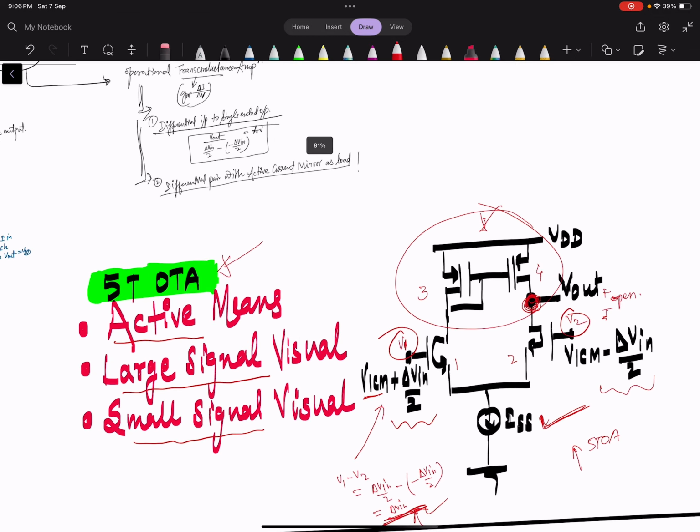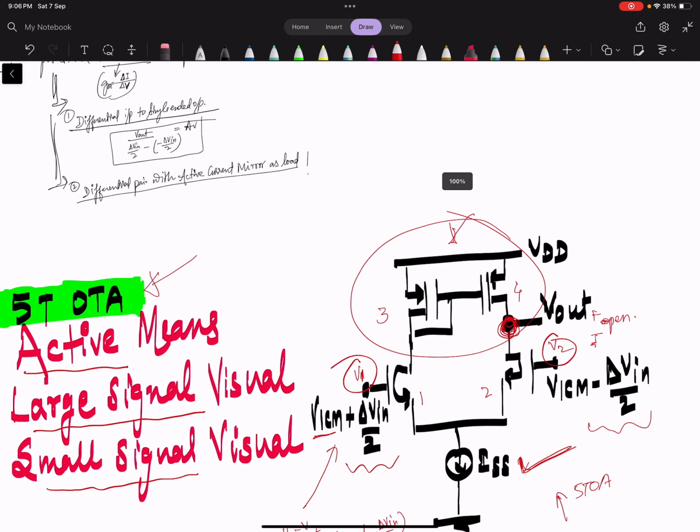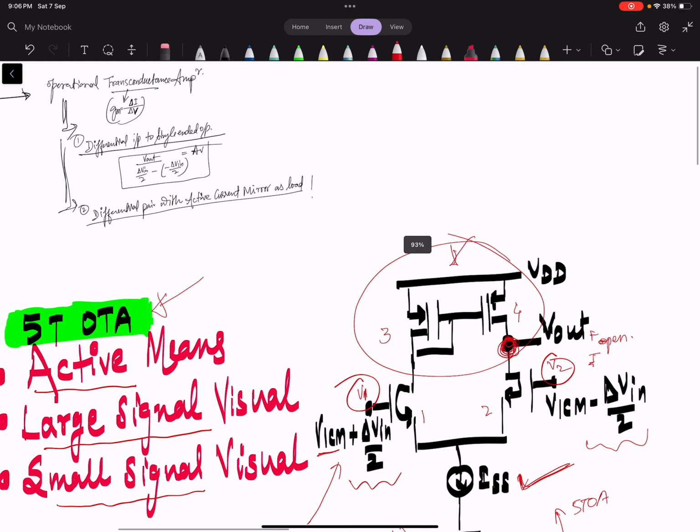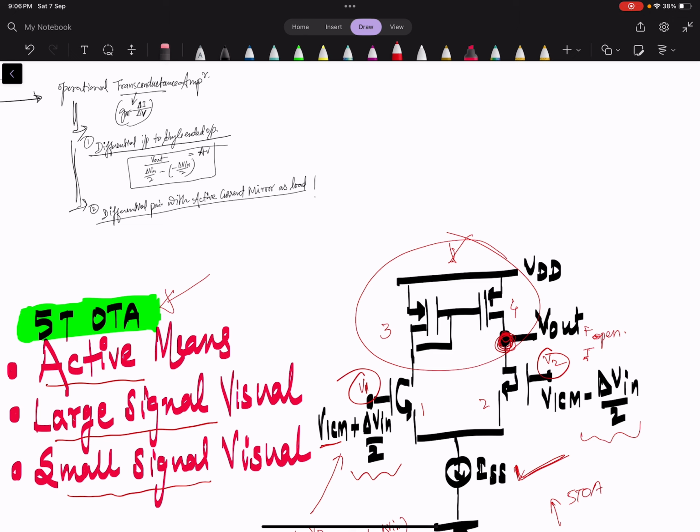Before that, I also want you to visualize that this 5 transistor OTA is called an operational transconductance amplifier. So why transconductance? Because input is voltage and here we have current, so delta I by delta V, Gm. The MOSFET conversion is from voltage to current, so that is why it is called transconductance, and OTA means operational transconductance amplifier.